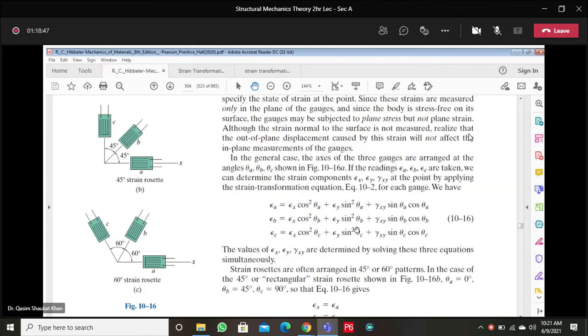Okay? Now from here onwards, they have given you two commonly used strain rosettes. One is the 45-degree strain rosette, the other is the 60-degree strain rosette. For these two commonly used strain rosettes, they have given you the equations to calculate epsilon x, epsilon y, and gamma xy. There is no need to remember these equations. You just need to keep this equation in your mind. Whatever value of theta is given, you can simply put the value of theta and simplify.